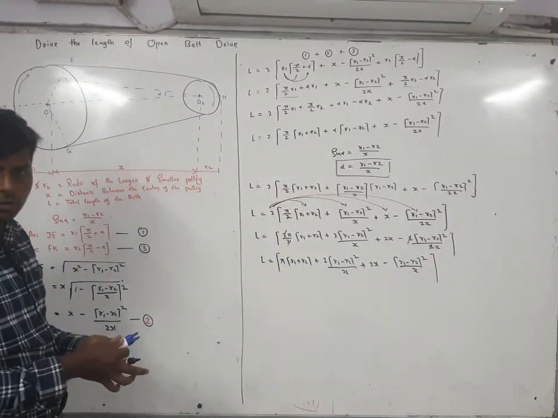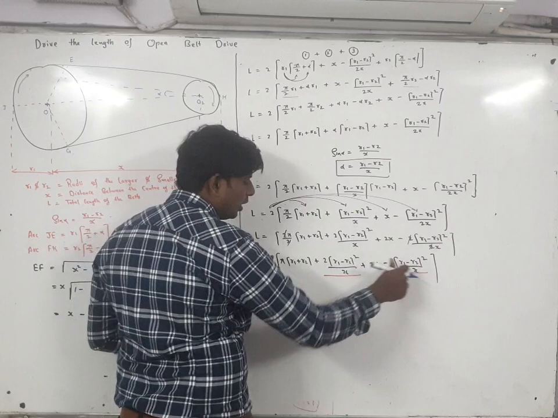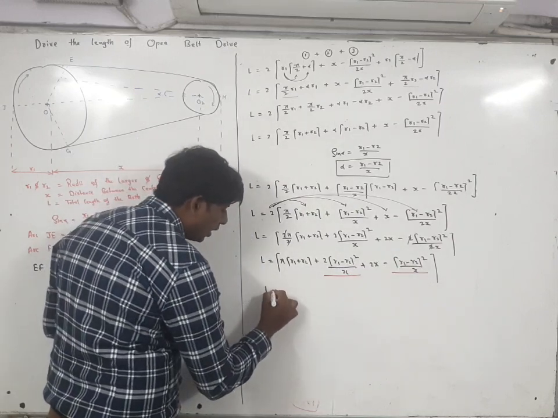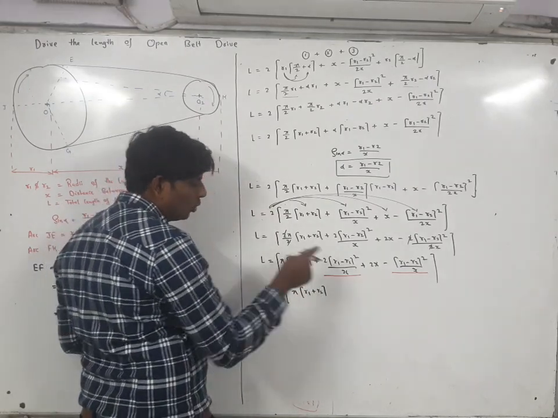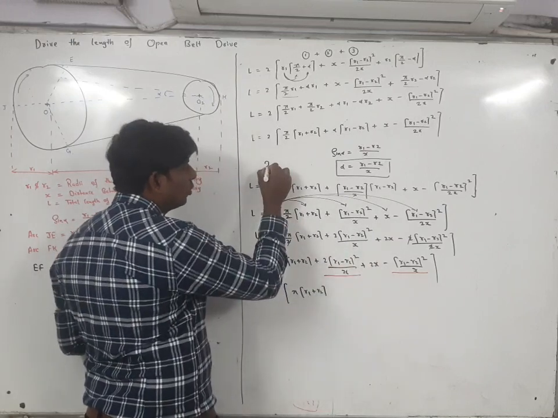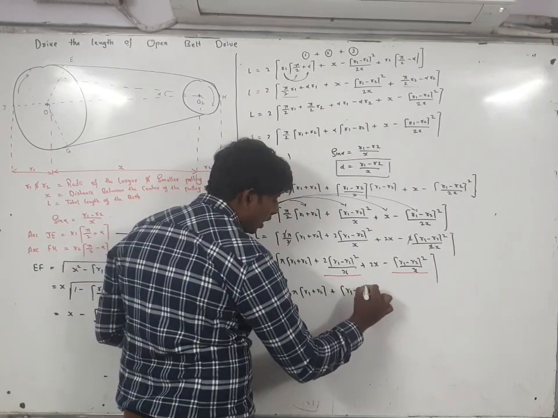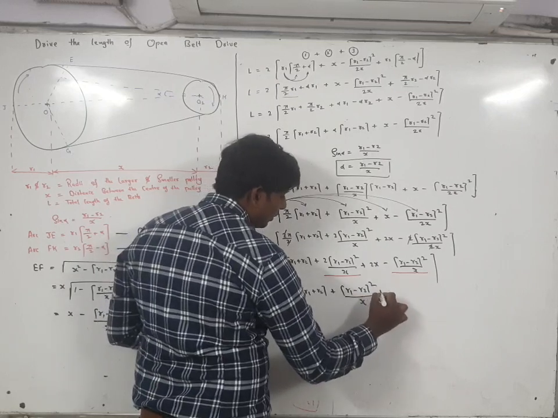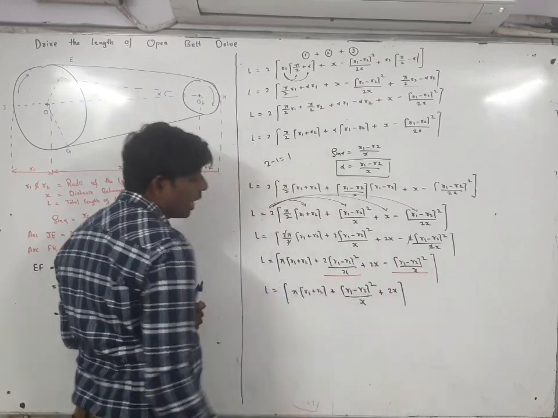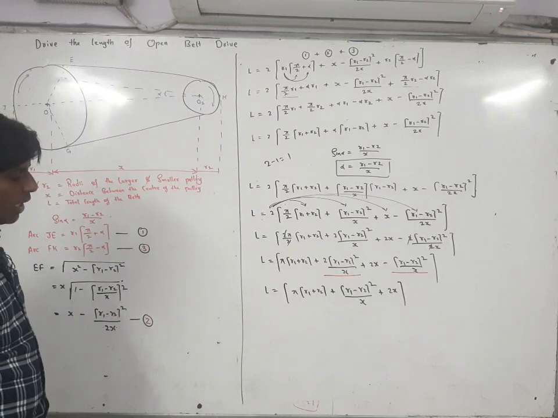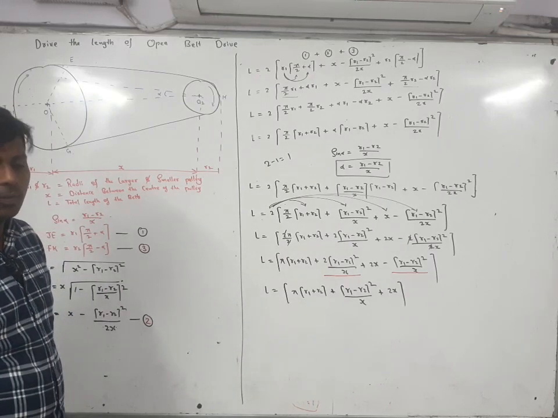If you focus on this, as you can see here, plus 2 is there and here minus 1 is there. So, in place of that, you can write L is equal to pi times R1 plus R2. The next step, plus 2 minus 1 is equal to plus 1 only. So here you can write plus R1 minus R2 whole square by x, then next plus 2x you can write as it is, in place of this one and this one, plus 2 and minus 1, R1 minus R2 whole square by x. So this is the length of an open belt drive.